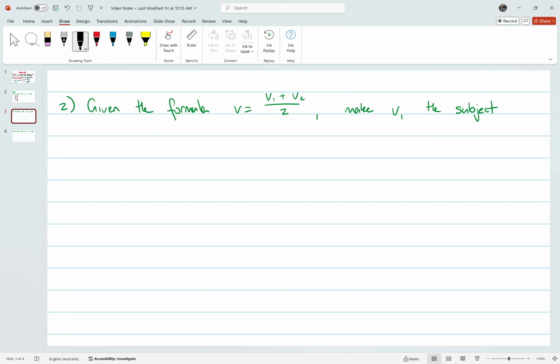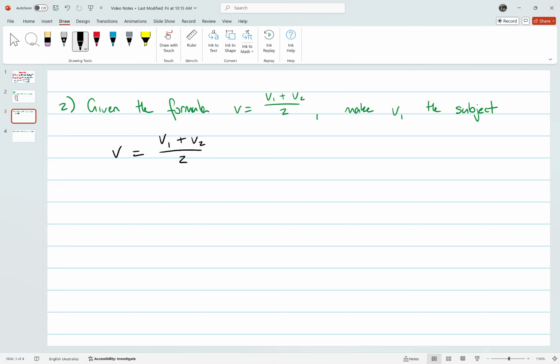So these little symbols down here, the little 1 and the little 2 underneath the V's, by the way, they aren't some mathematical operator like squaring or something. This just means here's one V and here's a second V. So it's basically just a different letter. Anyway, I want to make V1 the subject of this formula. Let's write it again real quick. V equals V1 plus V2 over 2.